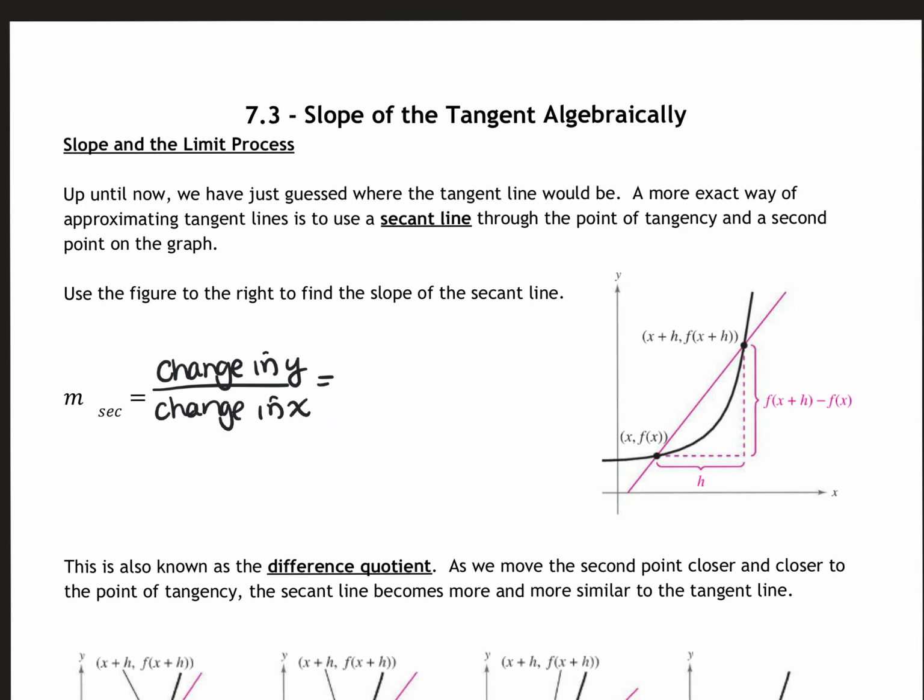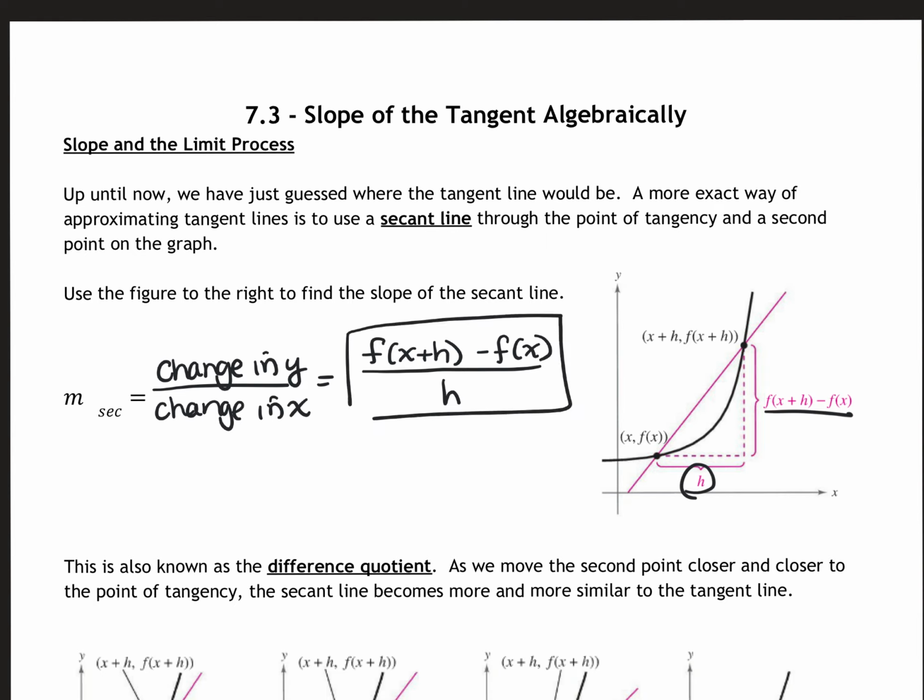The change in y is this value here. So it's f of x plus h minus f of x. The change in x just ends up being h. Now this should look familiar. This is the slope of that pink line. It looks a lot like what we've been talking about before. Now what I want you to do is pause this video, go watch the video that's linked on Google Classroom called secant line, and then come back and we'll continue talking about where this is going to go.